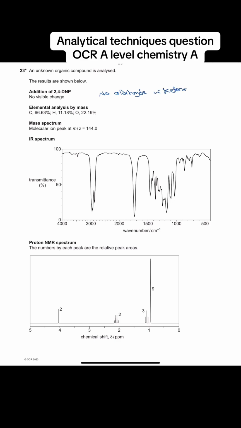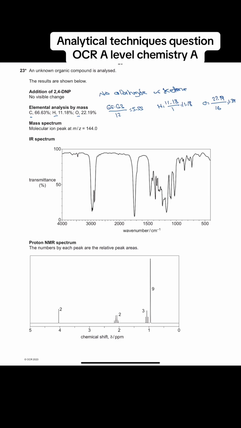And then the second data was related to the elemental analysis by mass for carbon, hydrogen, and oxygen. And we will use this data to find the empirical formula. To do that, we just need to put for each element the percentage divided by their atomic mass. So 66.63 for carbon, that will give you 5.55. And then for the hydrogen, it's 11.18 over 1, so this is 11.18. And then for the oxygen, it's 22.19 over 16. That will give you 1.39.